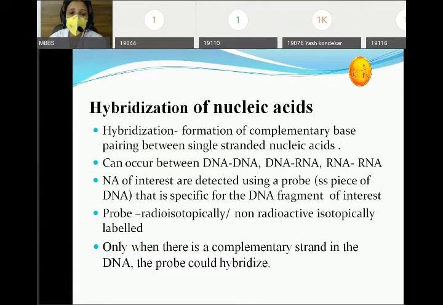Now coming to the hybridization technique, that is, the hybridization of nucleic acids. Hybridization means the formation of complementary base pairing between single-stranded nucleic acids. This base pairing can be between DNA-DNA, DNA-RNA or RNA-RNA. Nucleic acid of interest is detected using a probe, a single-stranded piece of DNA that is specific for the DNA fragment of interest. The probe can be radioisotopically or non-radioactively labeled, but the probe must be labeled. Only when there is a complementary strand in the DNA can the probe hybridize.